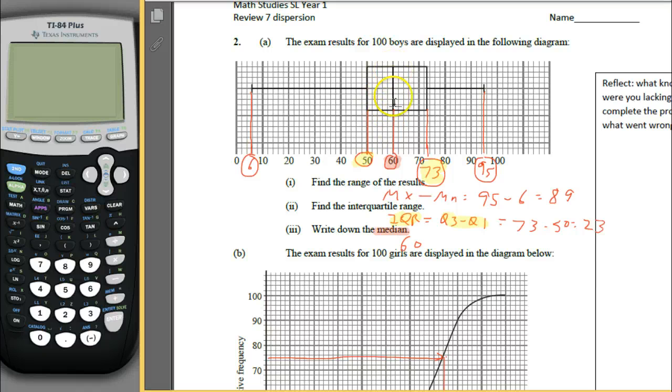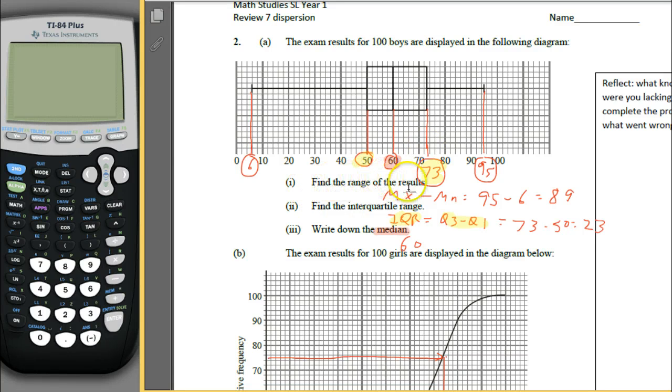The middle line, of course, is the median, corresponds to 60. This line to the left of the middle line in the box corresponds to the Q1, which is 50. And the right side of the box corresponds to 73, which is the Q3. And of course, the vertical line to the left is the minimum, which corresponds to 6. And the vertical line on the right corresponds to the maximum, which looks to be 95. Now it's just going to ask us about these numbers.